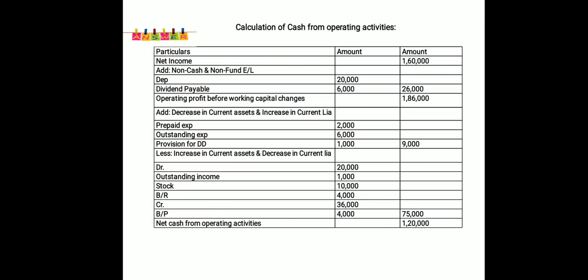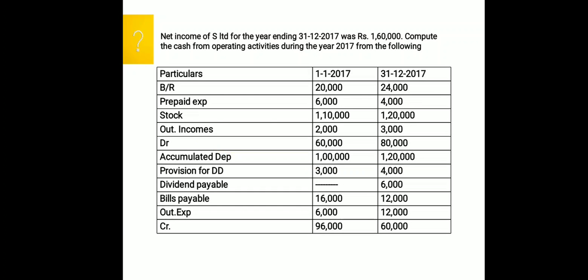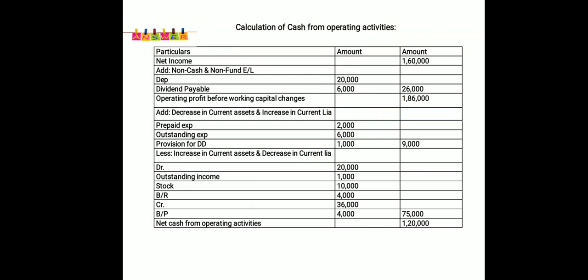So very first I have taken the net income. Now if you notice in the question, under the table we didn't have any information about the profit and loss, but if we read the first sentence of the question, net income of S Limited for the year ending 31st December 2017 was rupees 1,60,000. So this we have to use. Same net income is 1,60,000, and the remaining is going to be the same.